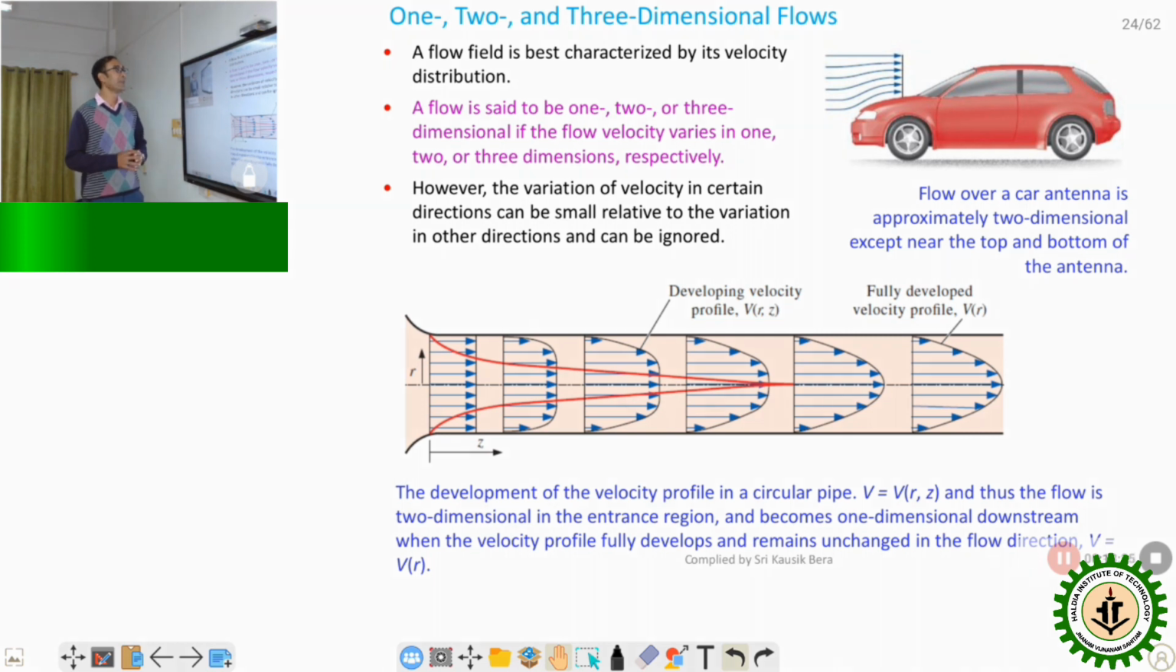So another type of flow is 1, 2 and 3 dimensional flow. By the naming we can understand that the flow is said to be 1, 2 or 3 dimensional if the flow velocity varies in 1, 2 or 3 dimensions respectively. The variation of the velocity in a certain direction can be small relative to the variation in other directions and can be ignored.